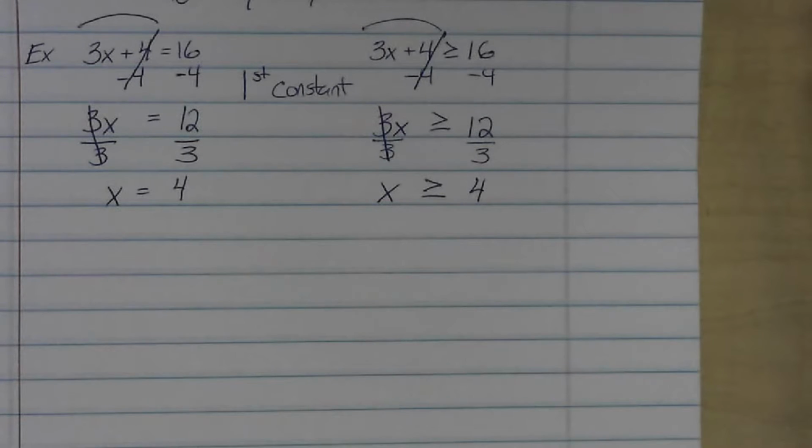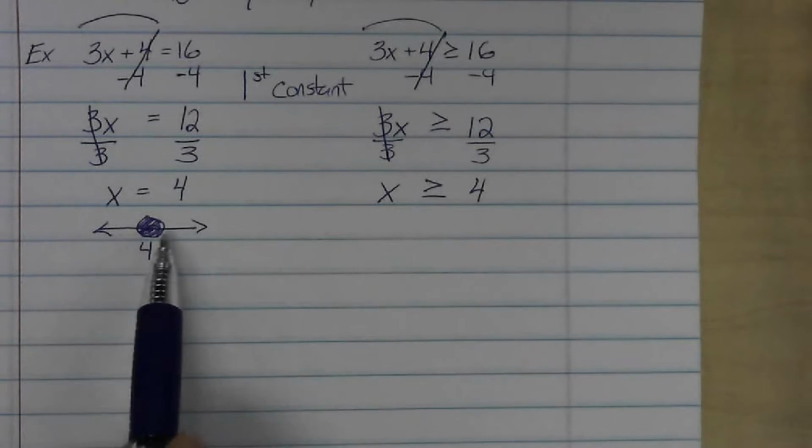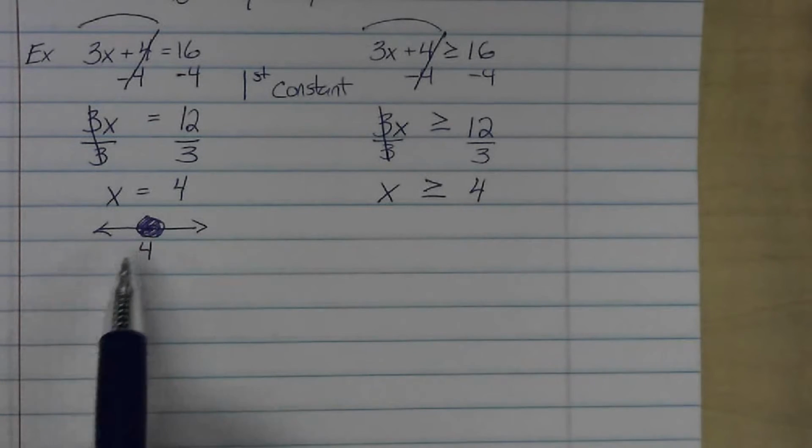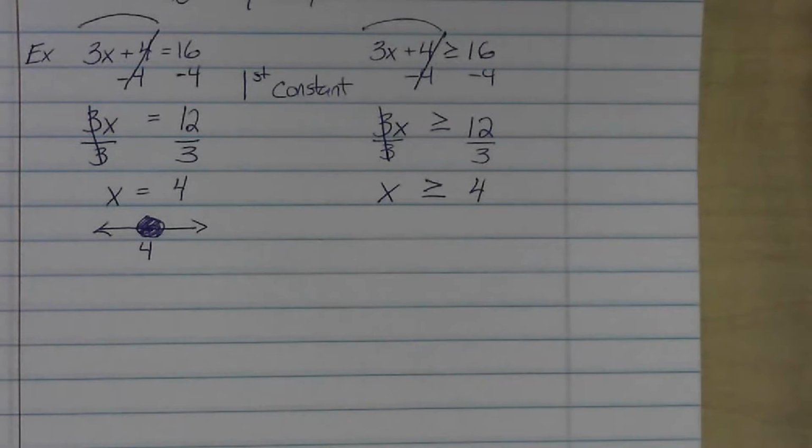Now to graph both of these, what we do is draw our simple number line and our circles. On the left, x equals 4, so I fill that circle in. Since x cannot be less than 4 or greater than 4 here, I do not shade in either side. I just leave it like that. This is the graph of x equals 4.